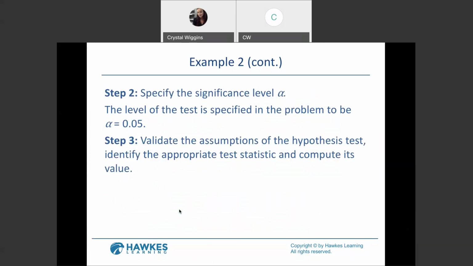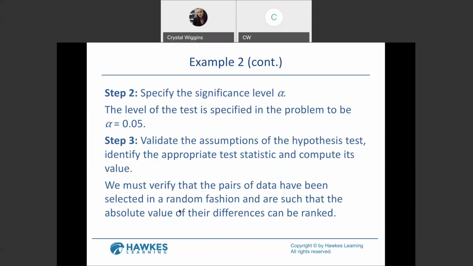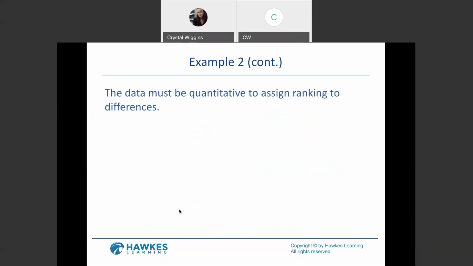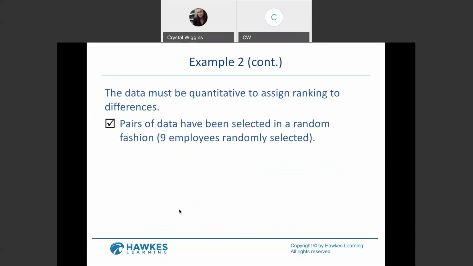We need to validate the assumptions of the hypothesis test, identify the appropriate test statistic, and compute its value. We must verify that the pairs of data have been selected in a random fashion and are such that the absolute value of their differences can be ranked. The data must be quantitative to assign ranking to the differences. We do know that the pairs were randomly selected because it was stated in the problem, and the billable hours are quantitative and therefore can be ranked.